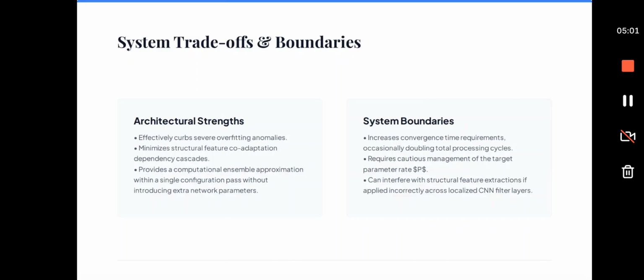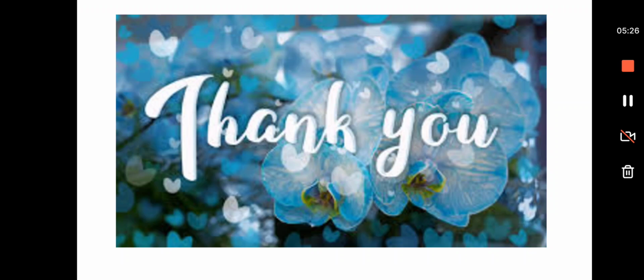Finally, to conclude the presentation, dropout is an effective regularization technique in deep learning. It improves neural network performance by reducing overfitting and encouraging generalization learning. We discussed the concept, mechanism, mathematical formulation, types, frameworks, implementation, advantages, and limitations. Dropout plays an important role in building reliable and efficient AI systems.